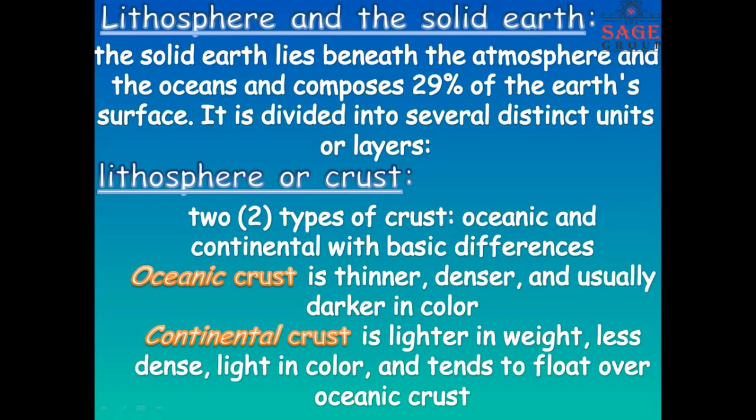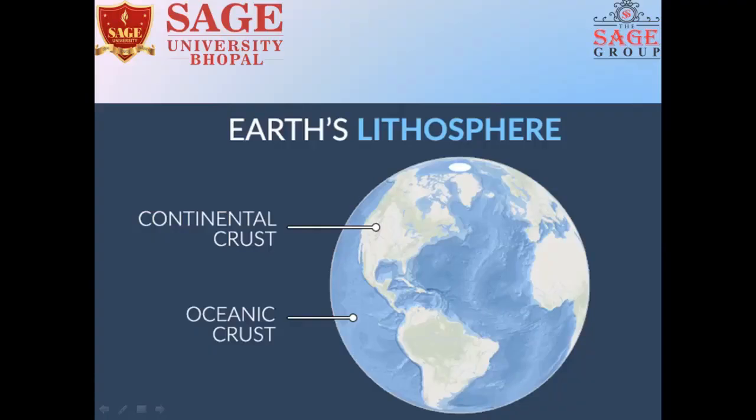There are two types of crust: one is oceanic crust and another is continental crust. Oceanic crust is thinner, denser, and usually darker in color. And continental crust is lighter in weight, less dense, and lighter in color. Here you can see the oceanic crust and continental crust of Earth's lithosphere.